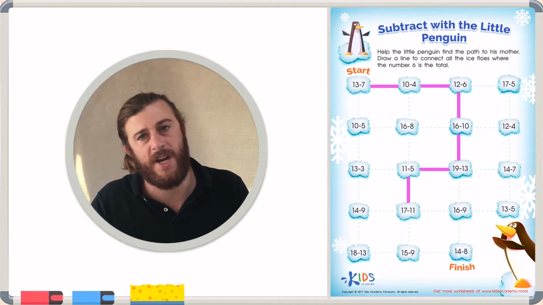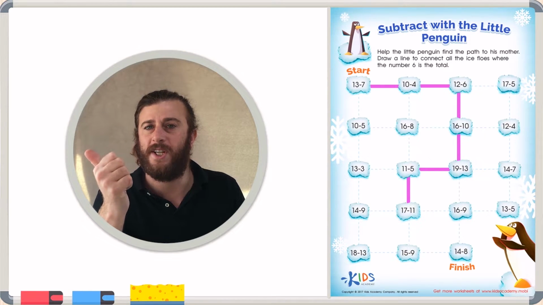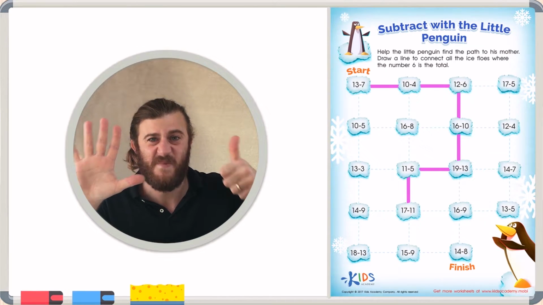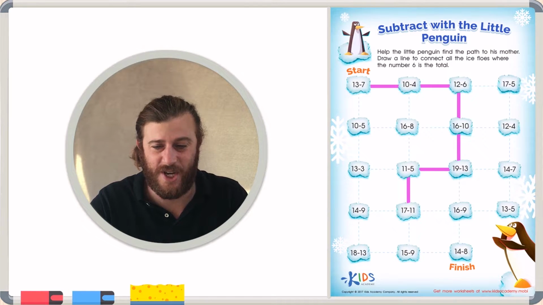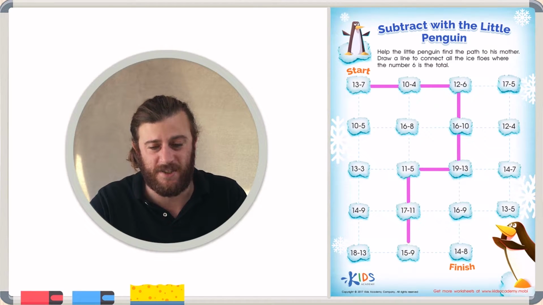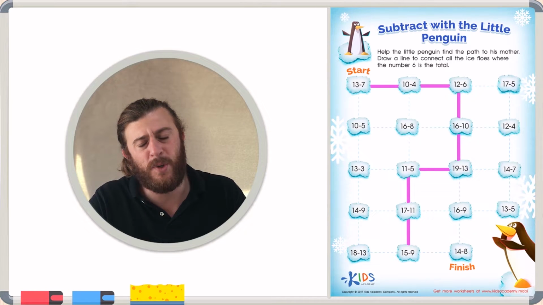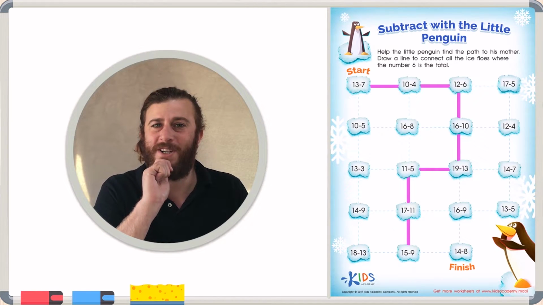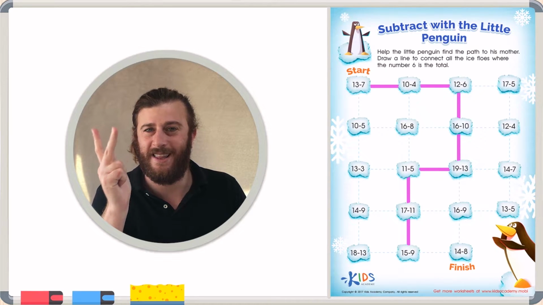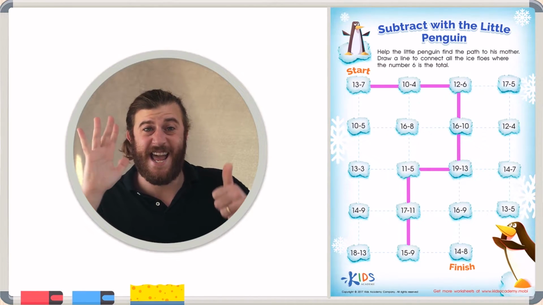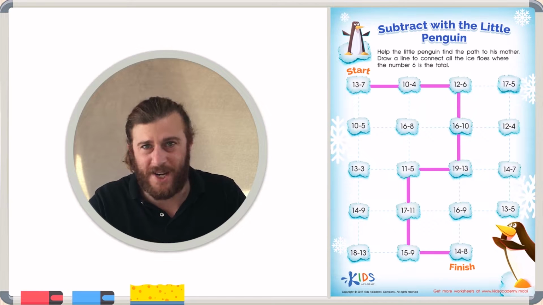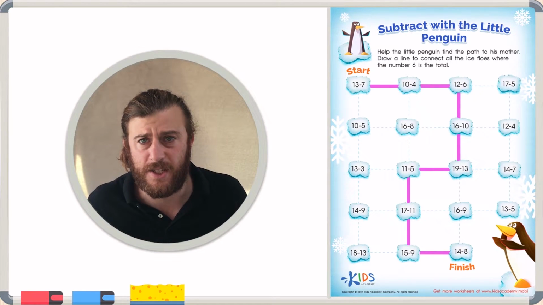Let's count backwards from 15 to 9. 15, 14, 13, 12, 11, 10, 9. 6 fingers again. Excellent job. Let's draw a line to 15 minus 9 because 15 minus 9 equals 6. Now there's only one more place to draw a line to, so let's check our work just to be sure. Let's count backwards from 14 to 8. 14, 13, 12, 11, 10, 9, 8. 6 fingers. We've now drawn a line to all the subtraction questions that have a difference of 6.